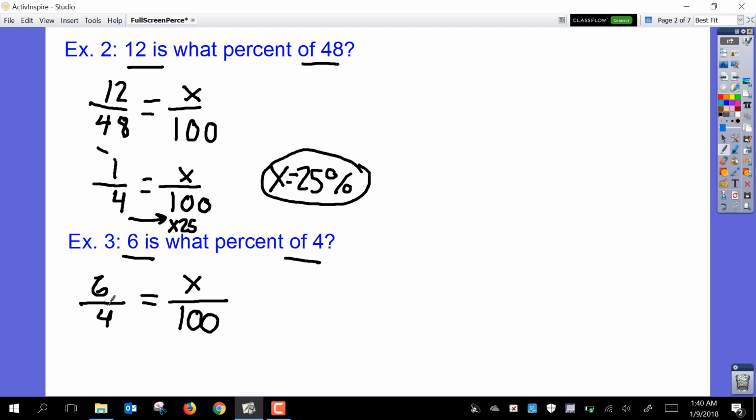I could already see that it's 6 over 4, so it looks like I have an improper fraction. So this must mean that the percent is going to be greater than 100. So let's go ahead and see. To get from 4 to 100, I'm going to multiply by 25. So 6 multiplied by 25 is going to give me 150. So x is going to equal 150%.